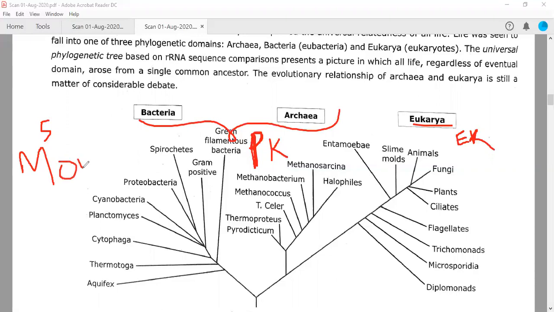Whereas all the remaining four kingdoms are making the single domain of life that is called eukaryotes or eukarya. So the Monera have been differentiated into bacteria and archaea, but this Monera is actually for prokaryotes or bacteria. Therefore, both are coming under the prokaryotes.